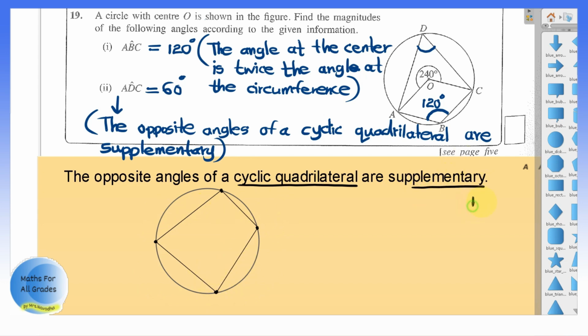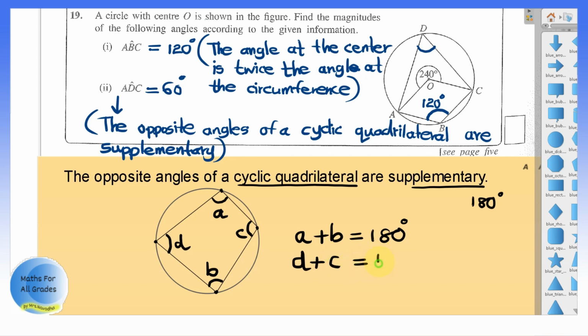Supplementary means 180 degrees. Let's say this angle is A, this angle is B, this angle is C, this angle is D. According to this theorem, opposite angles are 180 degrees. That means A plus B equals 180 degrees. Here D and C are opposite angles. Therefore, D plus C equals 180 degrees.